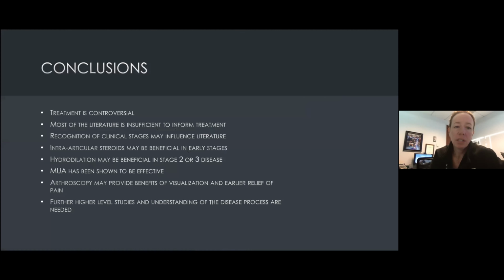So in conclusion, the treatment of this is still a bit controversial, but there is a linear algorithmic approach to this. Most of the literature is not very helpful to inform what type of treatment, but you can use principles of treatment to help guide you. Clinical stages are very, very important in this. I like intra-articular steroids and hydrodilation in early stages. Manipulation can be effective, arthroscopy can be effective, but we need a little bit more higher level studies, less opinion and less anecdotal evidence to really understand the appropriate treatment.